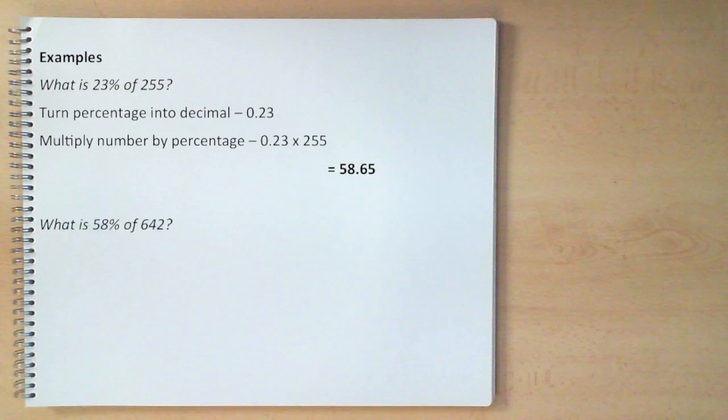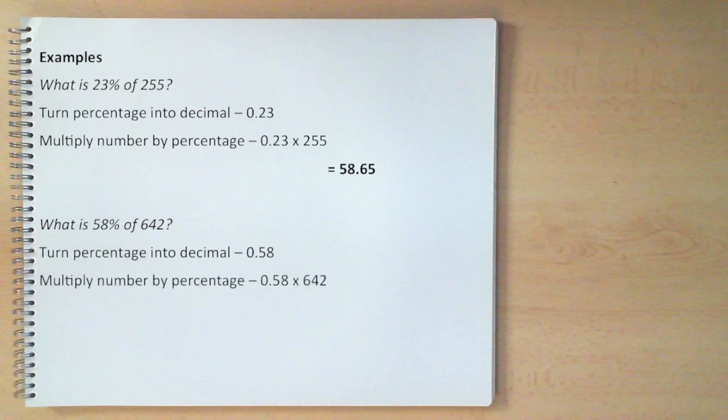What is 58% of 642? Well, first of all, turn the percentage into a decimal. So divide 58 by 100 to get 0.58. Multiply the number by that decimal to give us 0.58 times 642. And that gives us a solution of 372.36. We could look at that and see whether we can work out an approximate answer to check that we were right. I'll let you do that yourself.